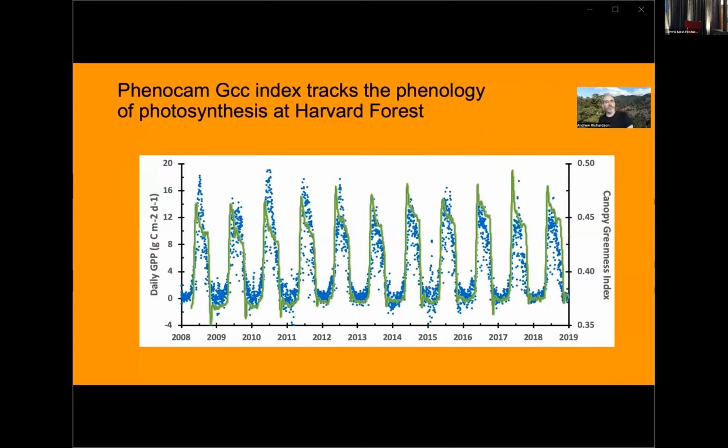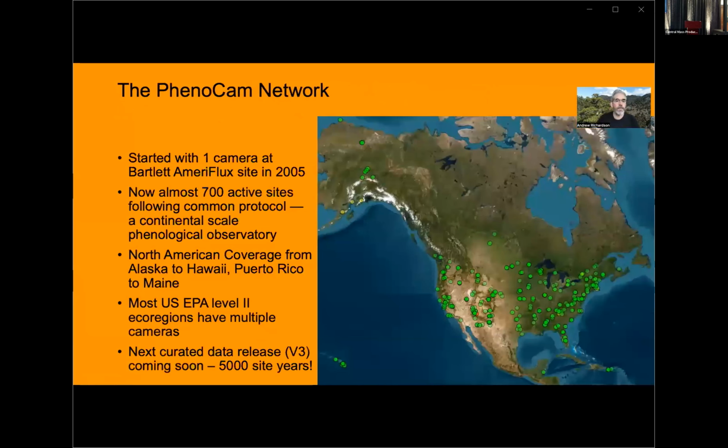And this graph is also showing data from Harvard Forest. You can see that the GCC index is tracking the phenology of photosynthesis pretty well. So the green line is our camera GCC, and the blue dots are daily GPP derived from the tower flux measurements. And this is one of the main ways in which people are using PhenoCam data to understand how seasonal variation in vegetation activity is related to carbon and water fluxes at the ecosystem scale as measured by eddy covariance.